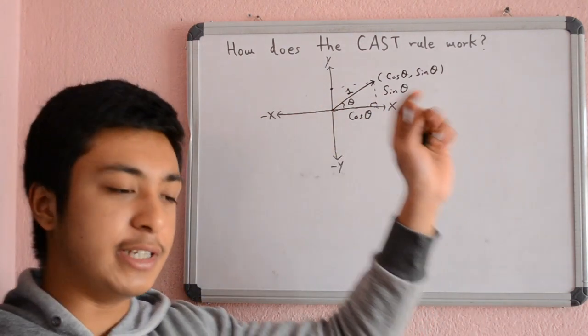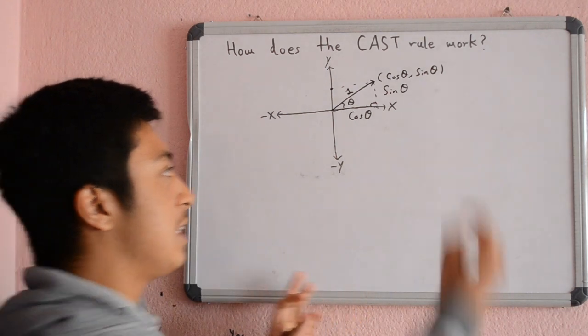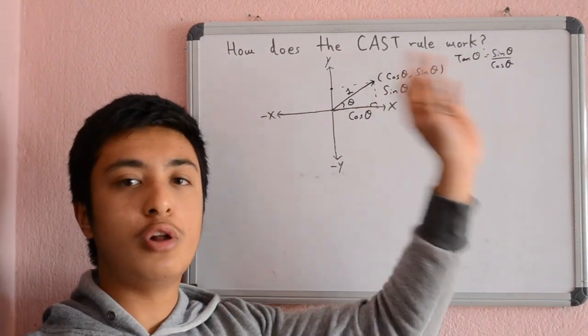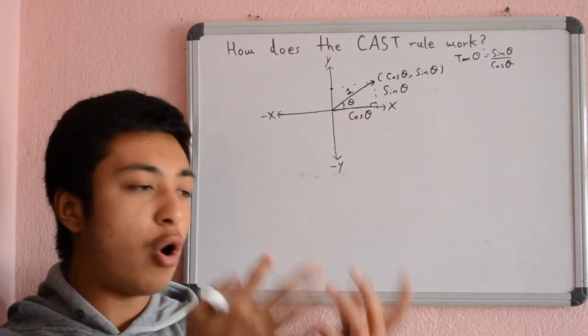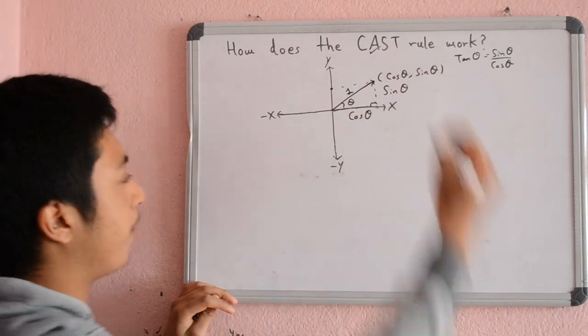In the first quadrant, both sine theta and cosine theta are positive, meaning that tan theta, which is just sine theta by cos theta, will also be positive. And in that way, cosec, sec and cot, all of them will also be positive. So this checks out for A.